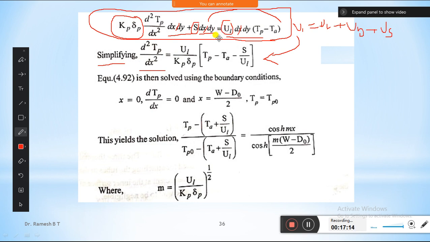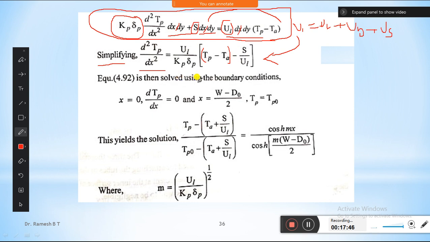You just take UL as common, and Kp rho p in the denominator, bracket, Tp minus Ta, and this S we send to the right side, so it becomes minus S. Here the UL term is there in the denominator. If you multiply this inside, it becomes only S. These UL get cancelled. For simplification we wrote it like this.